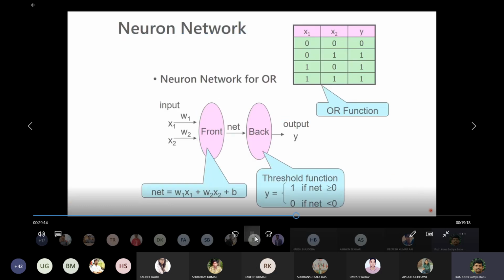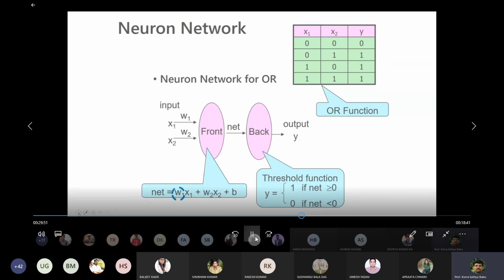Now, given a neural network for this OR function, the front end part gets the net result, that is net equal to W1 X1 plus W2 X2 plus the bias. We will see how to set the bias and why we use bias. At the back end, we use some threshold function, or squashing function, or activation function, to get some value. If it is a non-linear one, there are different functions.